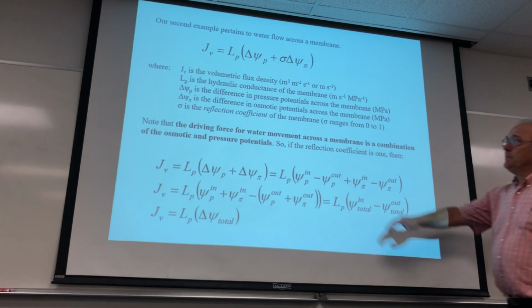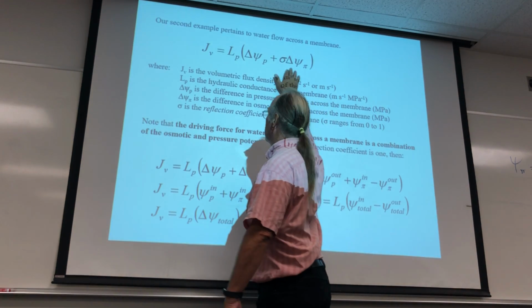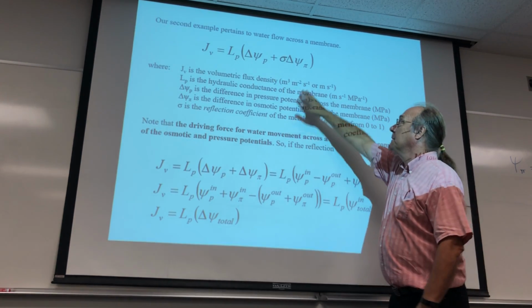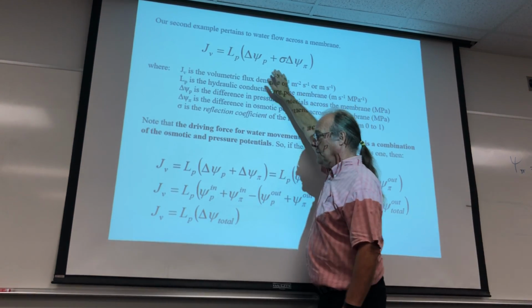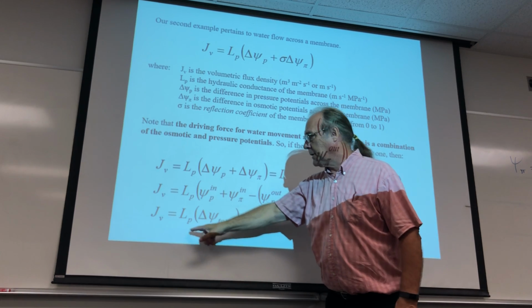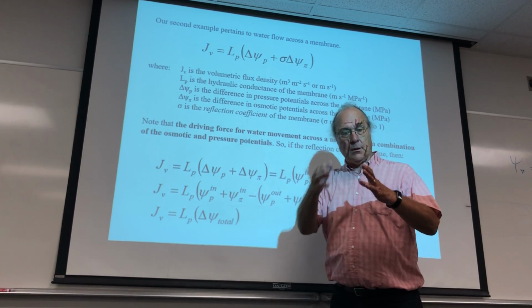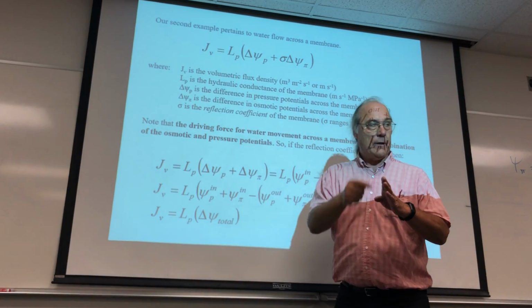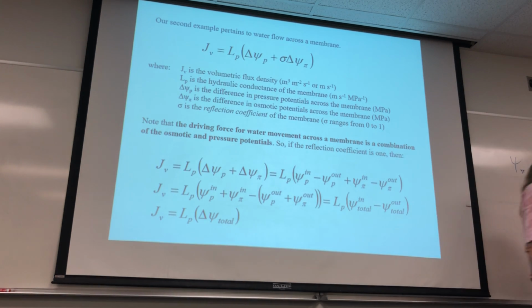Contrast that to water moving across a membrane. If the reflection coefficient is 1 for all the solutes in the solution, it becomes the difference in the total potential across that membrane that's driving the movement of water across the membrane.